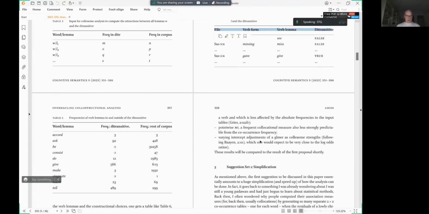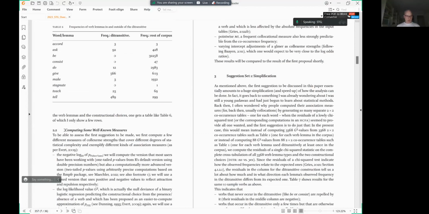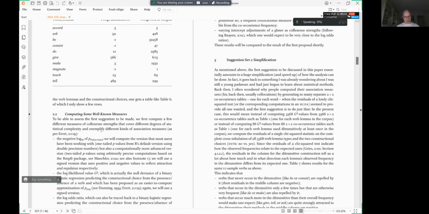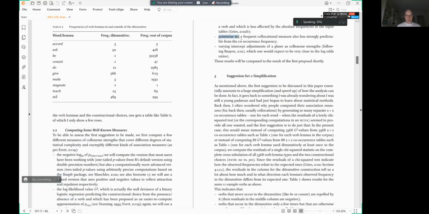Okay, and so then what do we do with this? Well, first the author, me, computes some well-known measures, because the idea is, if I make the case that we need a new kind of measure, then obviously we want to see, okay, how does it compare to the old ones? So I'm computing some well-known measures, namely the log of the Fisher-Yates exact test, the log likelihood value, and the log odds ratio. Also pointwise MI and random effects from a mixed effects model.